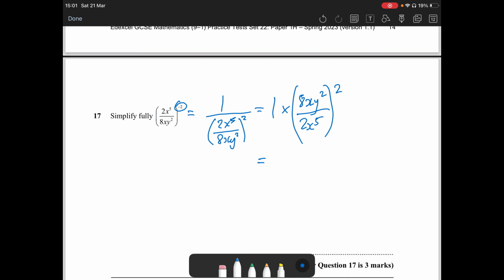So what we're going to do now is 8 squared, x squared, y to the 4. I've basically applied the power to everything on the numerator, and I need to do the same with the denominator. So this becomes 2 squared, x squared. Hang on a minute. x^10.